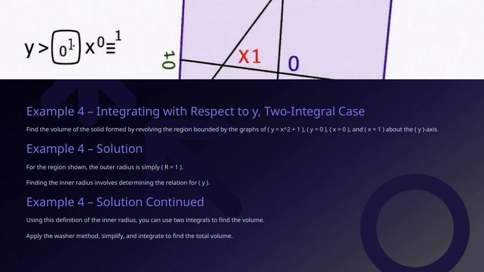The region is bounded by y equals x squared plus 1, y equals 0, x equals 0, and x equals 1. Since we're integrating with respect to y, it's essential to understand how the radii relate to y because of the geometry. We need two integrals, one for the inner radius and one for the outer. The inner radius depends on x, which in turn depends on y, and this is where the relation for y helps us. By establishing these two integrals, we can correctly compute the total volume of the solid.